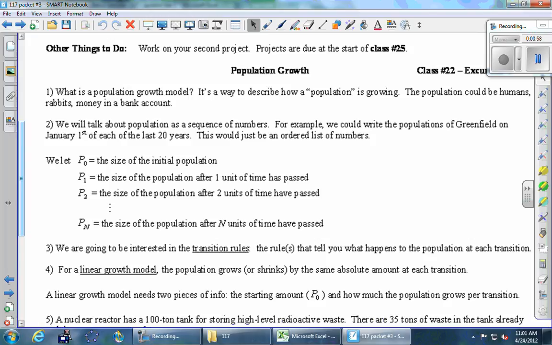Okay, thank you. So we've got lots of different uses for the word population. Usually it describes animals or people or something like that, but population could be money. It could be anything that is growing. And so we're going to talk about how things might grow today. We'll go to Zach K for number 2.